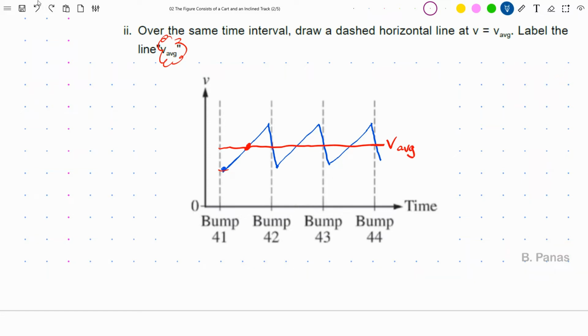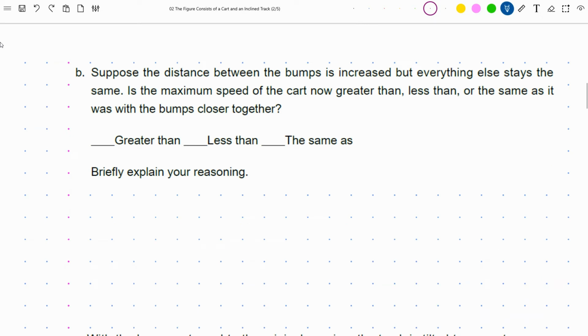All right, moving along to part B. Part B says, suppose that the distance between the bumps is increased, but everything else stays the same. Is the maximum speed of the cart now greater than, less than, or the same as it was when the bumps were in their original closer together configuration?